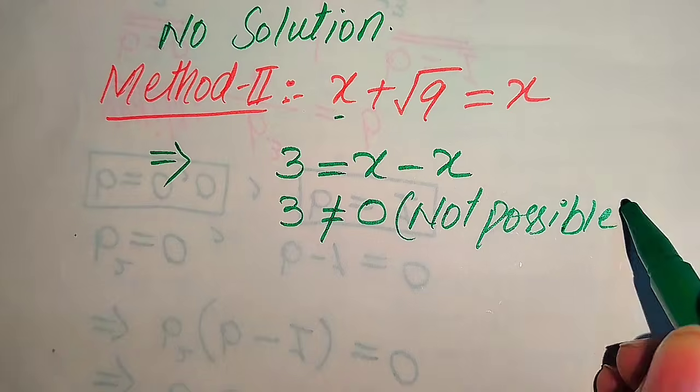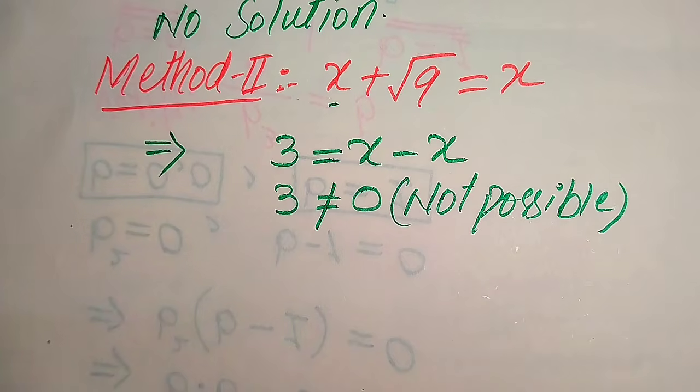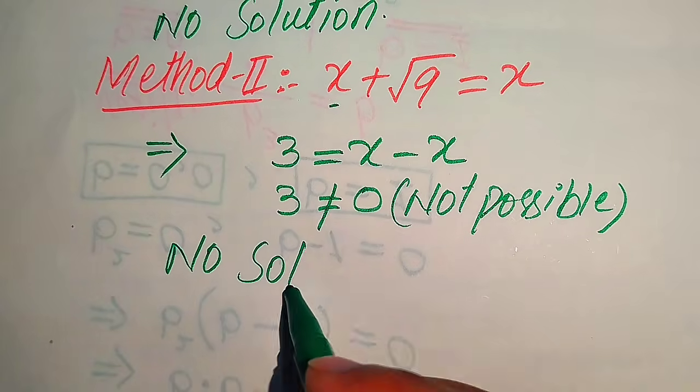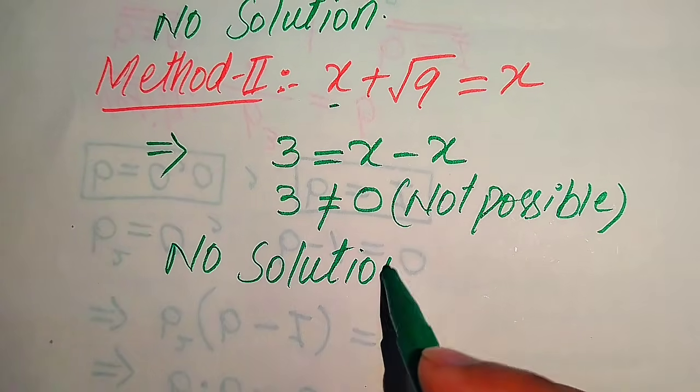So this shows that in the second method we cannot get any value of x which satisfies our given question statement. So this means that this question has no solution in general.